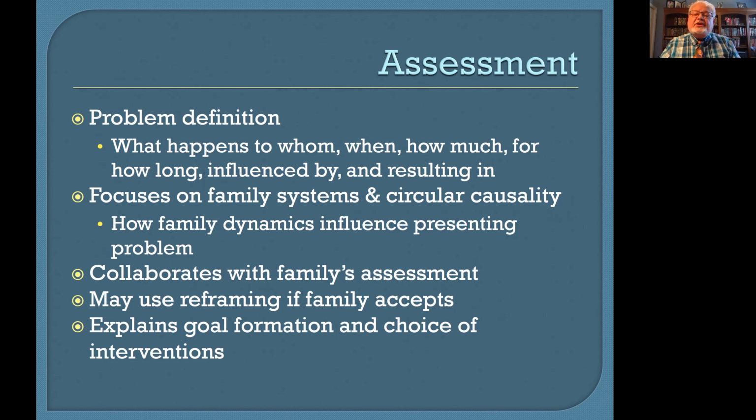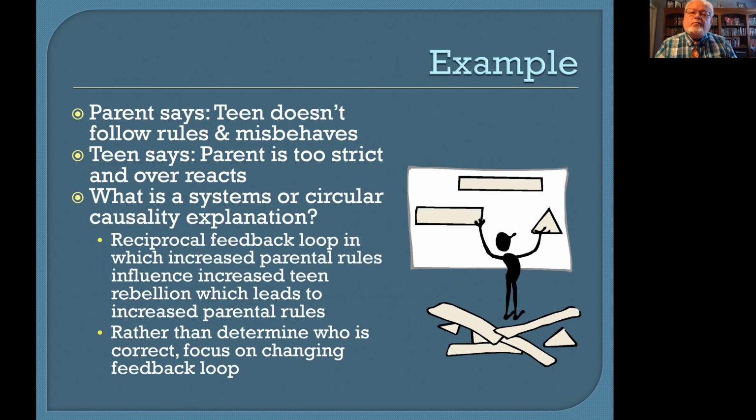Finally, the assessment should explain how the goal is formed and why the interventions are going to be helpful in accomplishing this goal. An example of this process is a parent may come in and say the teen doesn't follow rules and misbehaves. Well, the teen may say the parent is too strict and overreacts. This is not an unusual type of process for a family to come in with.